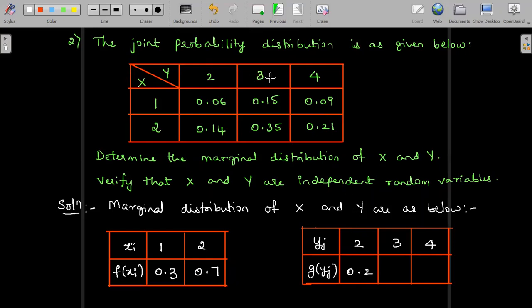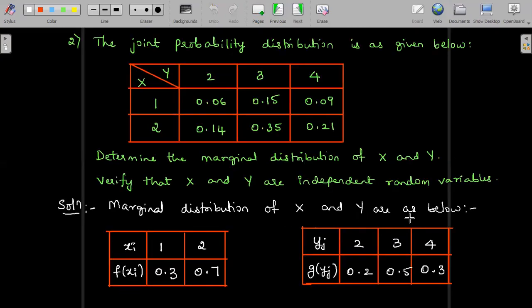Similarly, for y equal to 3, 0.15 and 0.35 should be added, which is 0.5. And similarly, for y equal to 4, 0.09 and 0.21 added together gives 0.3. Again observe, the summation of g of yj is equal to 1. The sum of all g of yj values, the probabilities, should always be equal to 1. So that was the first part of the problem, to find the marginal distribution of x and y.